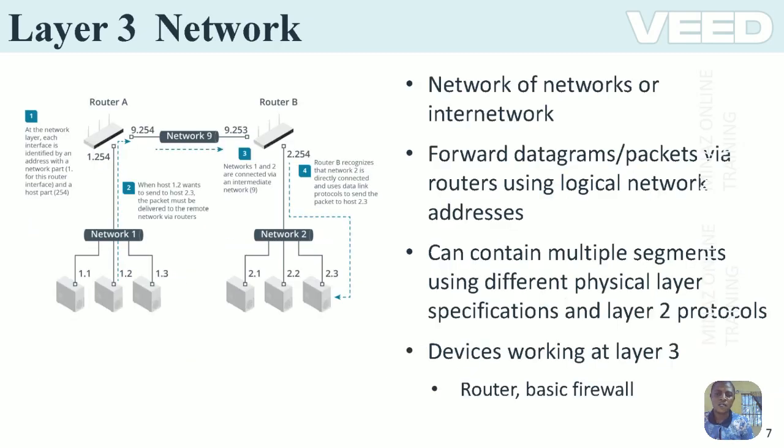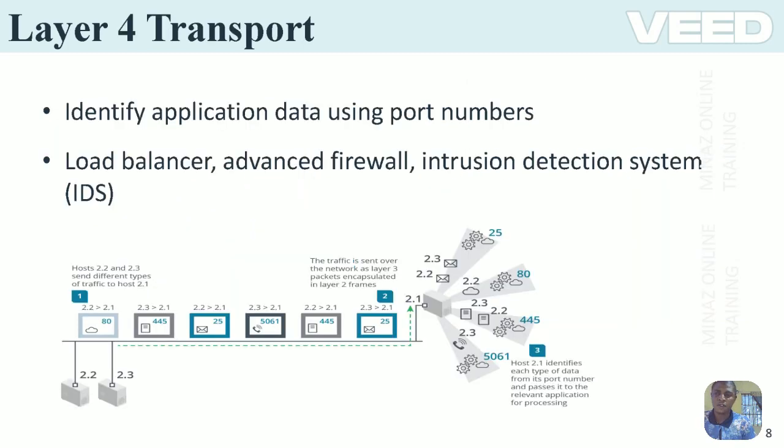Coming up to layer 3, we have what is known as the network layer. The network layer is the network of networks, which operates with IP addresses. The devices that operate at layer 3 are known as the router or basic firewall. At this point, we talk about the packet. The packet is the means of transmitting data from one location to another, and the packet contains an IP address, either version 6 or version 4. So these are the procedures involved.